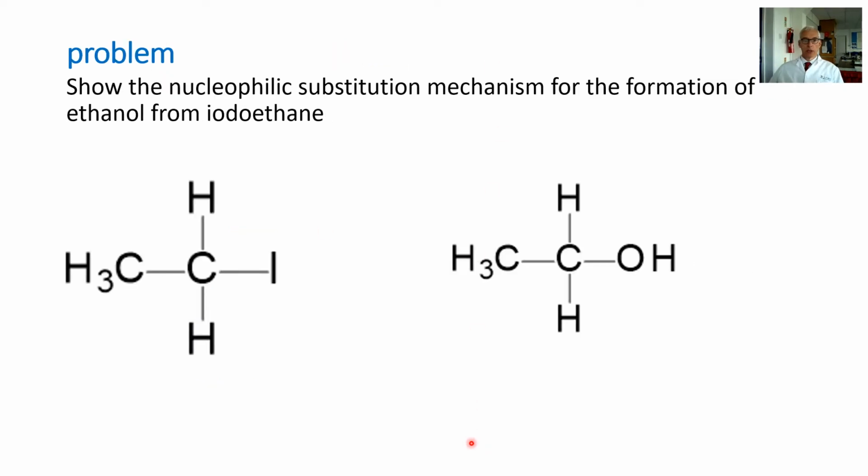So, simple problem: show the nucleophilic substitution mechanism for the formation of ethanol from iodoethane. Pause and put in the necessary components of that mechanism.